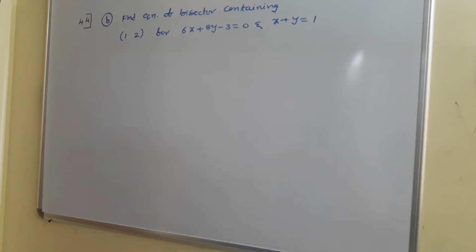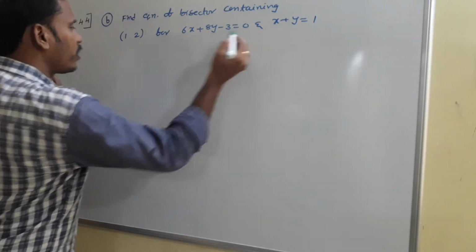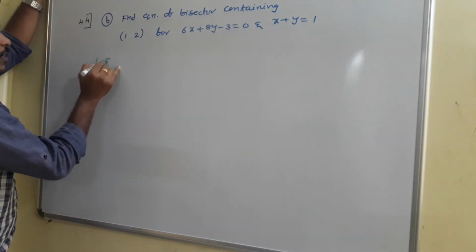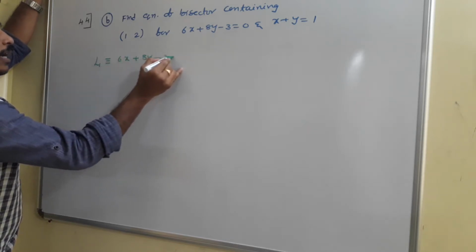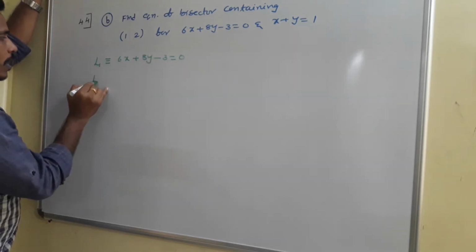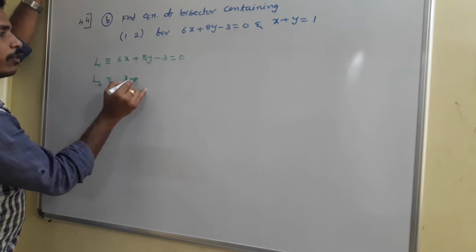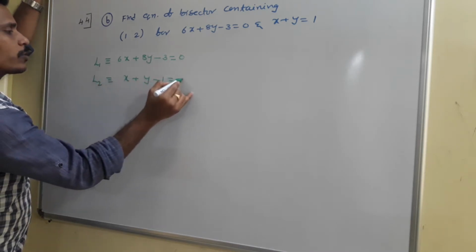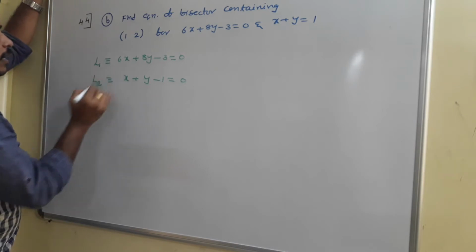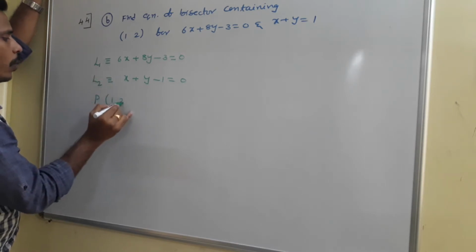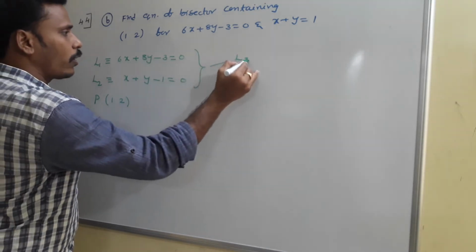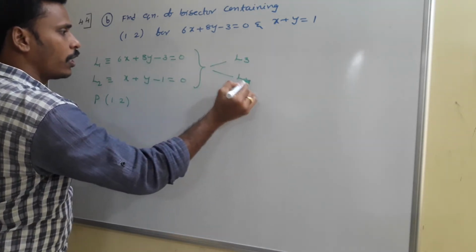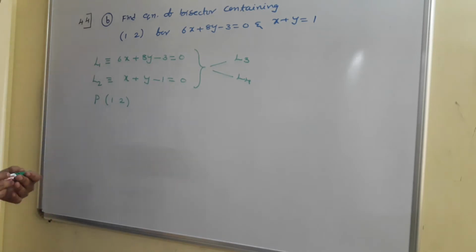First of all, you just identify L1 and L2. L1 is the first line. You may take it as 6x plus 8y minus 3 is equal to 0. And take L2 as another line, which is x plus y minus 1 is equal to 0. And the given point P is (1, 2). Using these two lines, we will find two angular bisector equations. You just name them as L3 and L4.